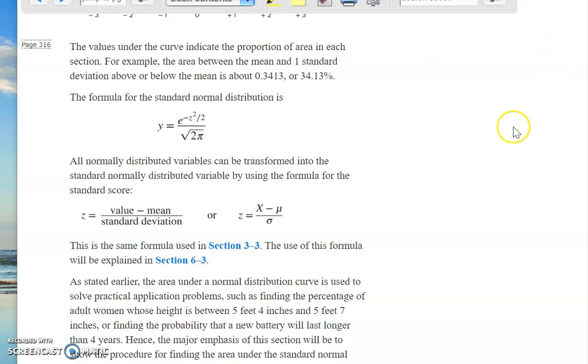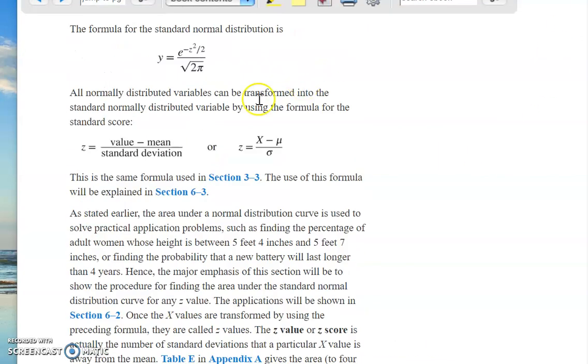So here's a key concept right here. All normally distributed variables can be transformed into the standard normally distributed variable by using the formula for the standard score. We call that a z-score. The z-score is value take away mean.